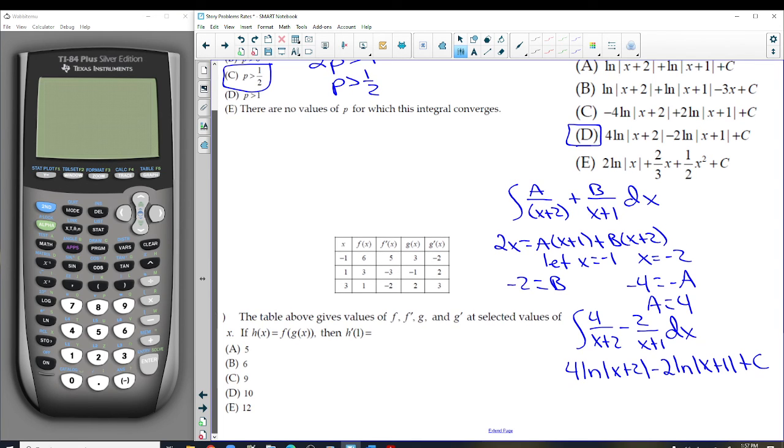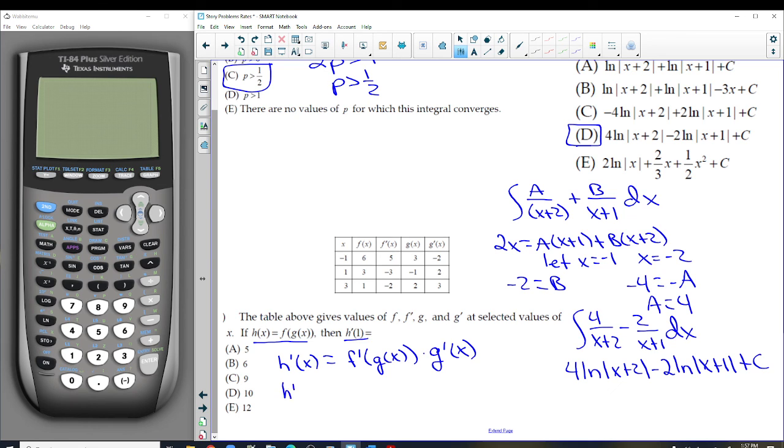And finally, I threw up this chart here. The table above gives values of f, f prime, g, and g prime at selected values of x. If h of x equals this, we're going to find h prime. So let's find h prime. And this is pure chain rule. Derivative of the outside times derivative of the inside. So derivative of the outside, leave the inside alone, and then times the derivative of the inside. That's how we do chain rule.